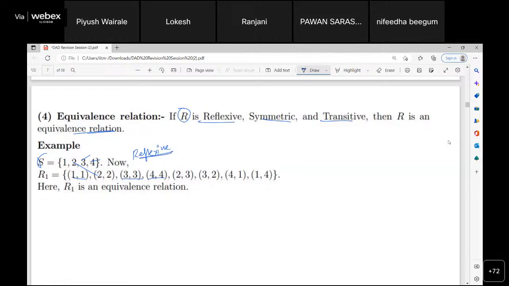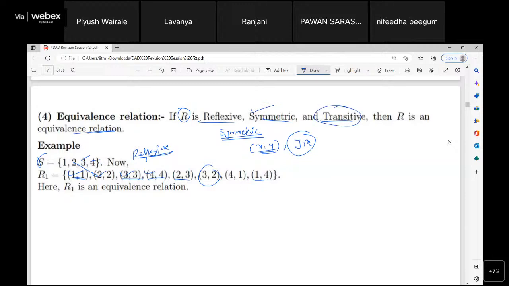Now what is symmetric? What is the condition for symmetric? If x comma y belongs to R, then y comma x should belong to R. If x comma y is there and y comma x is present, then I can say it is symmetric. For 1 comma 1, y comma x is also 1 comma 1, so it satisfies for all 4. Now let us check 2 comma 3. 3 comma 2 is there. Let us check 4 comma 1. 1 comma 4 is there. So I can say this is symmetric also.